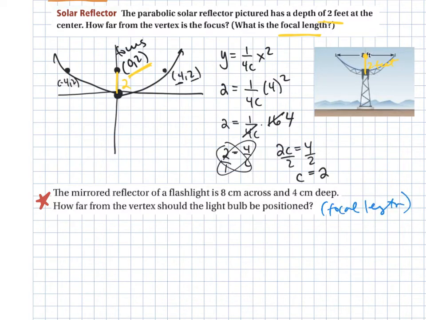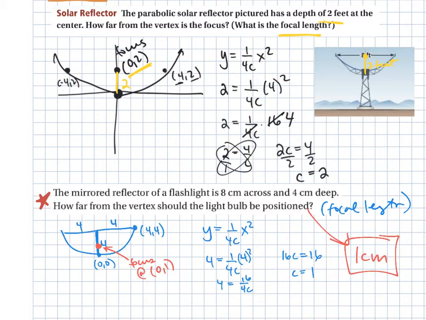Okay, so try this one on your own and then check back for the solution. For this one, you can find, if this is the 8, it splits at 4 and 4, and then if this is my 0, 0, this length is 4. So this point is 4, 4. If you plug that into your equation, you find that c is 1. So that means the focus is at 0, 1, which means the focal length is 1 centimeter. So hopefully you got 1 centimeter.